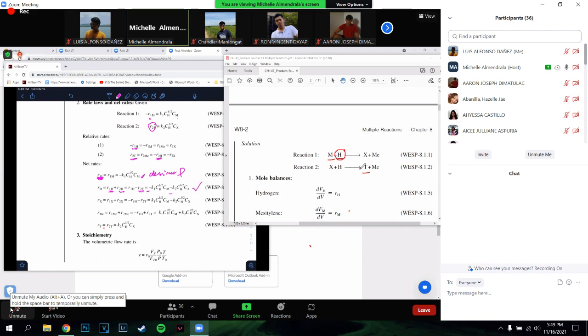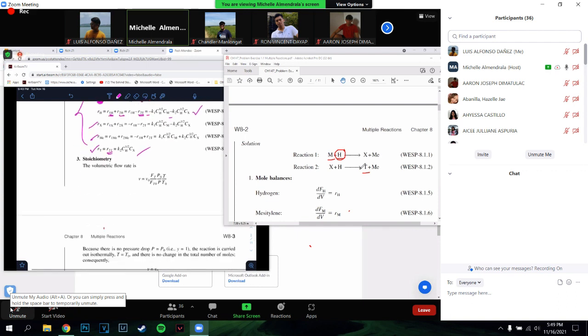Question here, class? So that's how you take the net rate. Same for R_X and same for R_ME. And this is R_toluene, or the rate of toluene in the second reaction, because toluene is formed in the second reaction. So you have to label that as R_2T. All right.